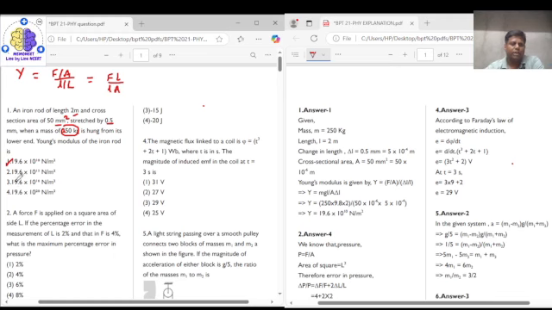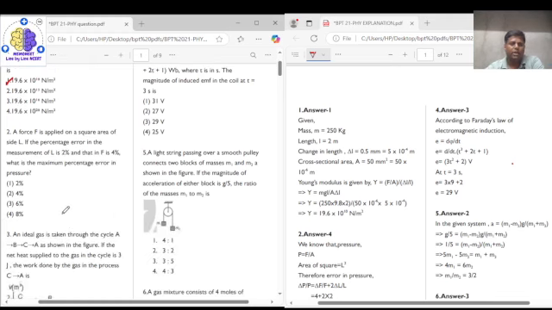Question number 2 says the force F is applied on a square area of side L. If the percentage error in the measurement of length is 2% and that of force is 4%, what is the maximum percentage error in the pressure? The pressure is given as force or thrust upon area. So percentage error in pressure will be equal to percentage error in force plus percentage error in area, right?